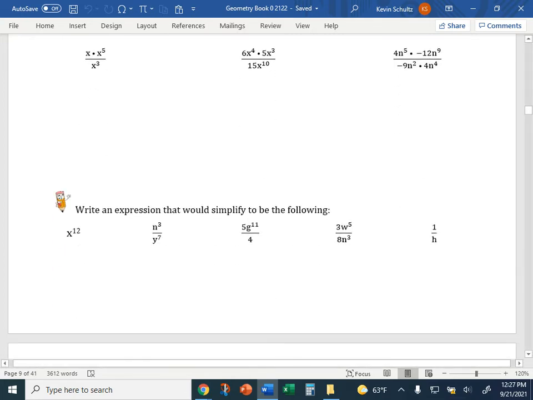Then down at the bottom, it says write an expression that would simplify to be the following. So it's kind of like I give you the answer, you give me what the original expression could have been. So for x to the 12th, it could be as simple as x to the 13th over x.